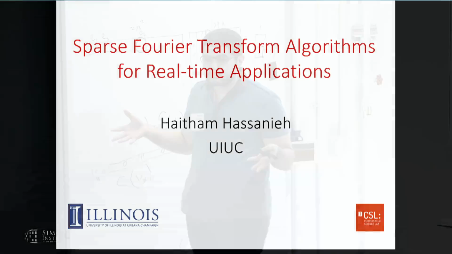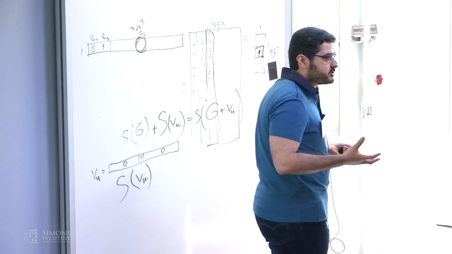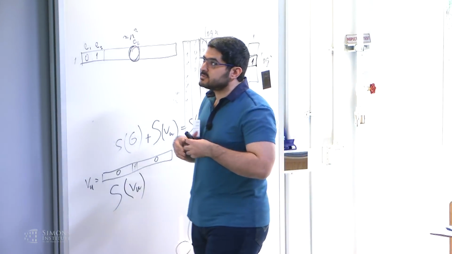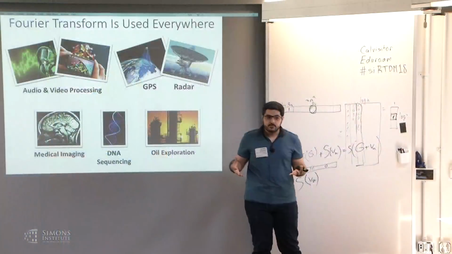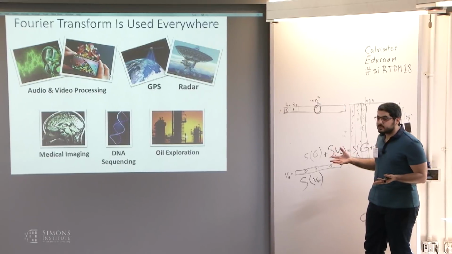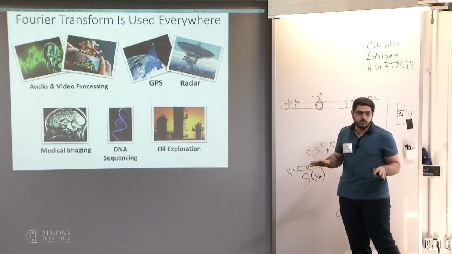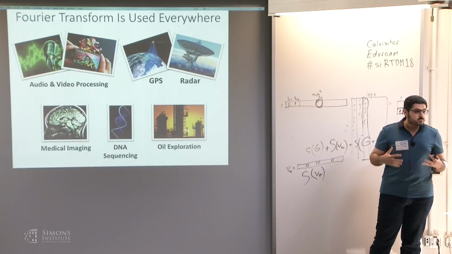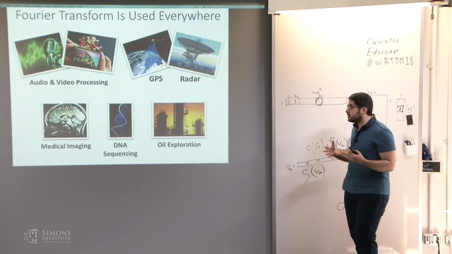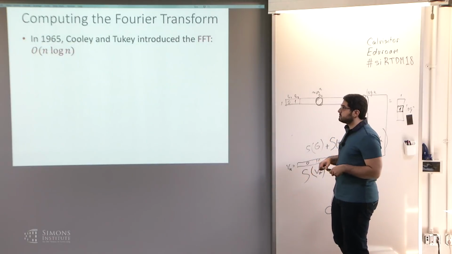What a Fourier transform does is take a signal in time and compute its frequency representation. So it extracts the frequency components. And it's used almost everywhere. It's used in audio and video processing, in GPS and radar, medical imaging, DNA sequencing, even gas and oil exploration, and many, many more applications. That's why if we can improve the way we compute the Fourier transform, we can benefit a lot of applications and domains. So how do we compute the Fourier transform?